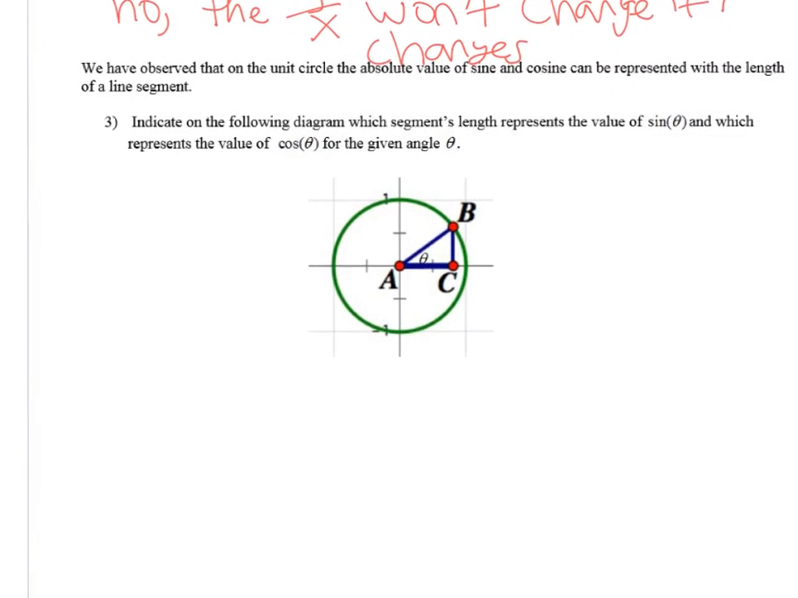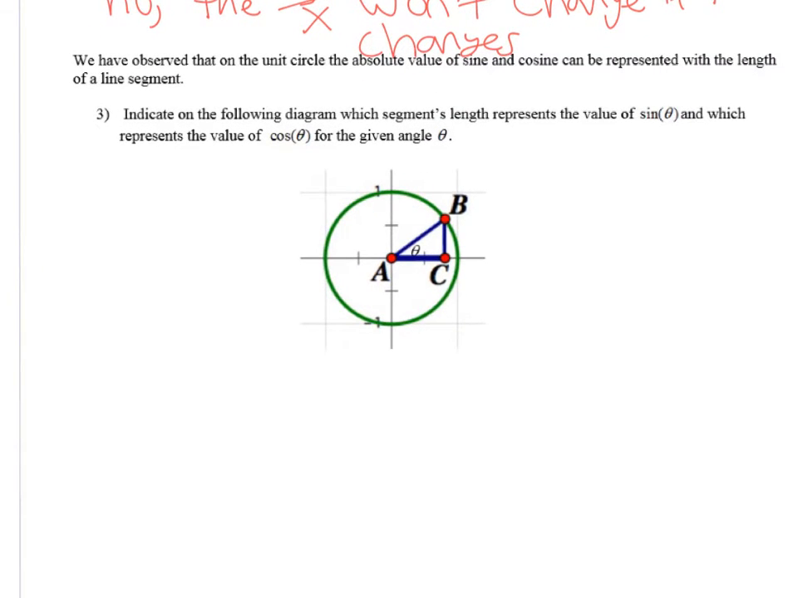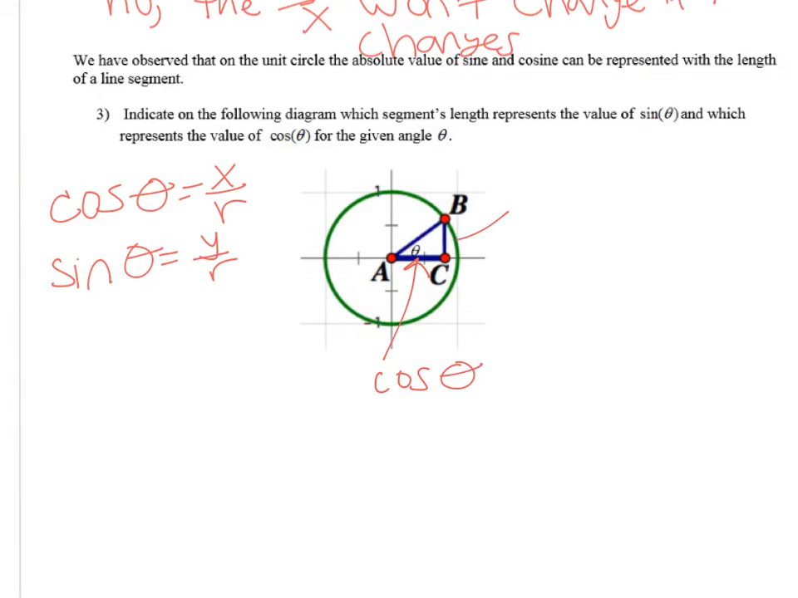Okay, so now for number 3, we have observed that on the unit circle, the absolute value of sine and cosine can be represented with the length of a line segment. So if you look at our picture here, and we go back to our other ways we wrote, cosine is x over r, and sine of the angle is y over r. The horizontal segment, so down here, AC would be cosine theta, and BC would be sine theta.